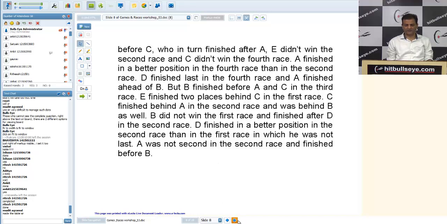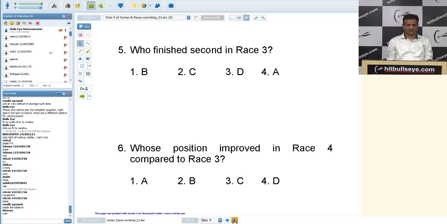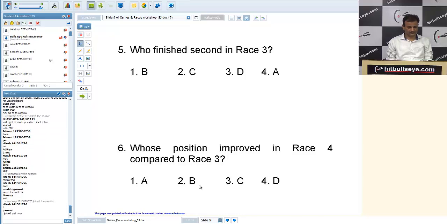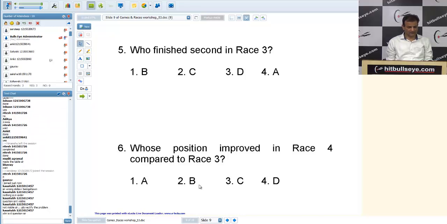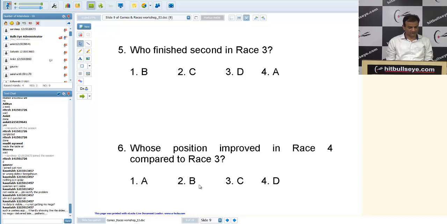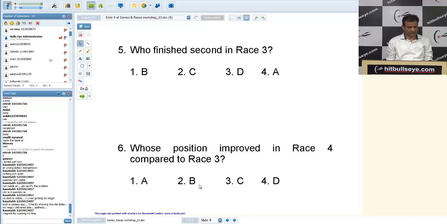Okay, now students, just see. Who finished second in race 3? Tell me the answer. Who finished second in race 3? Ritesh D. Question is, where is the question, sir? No data is visible.